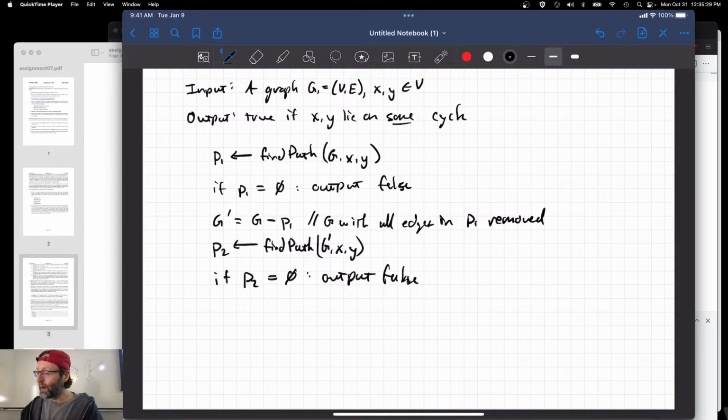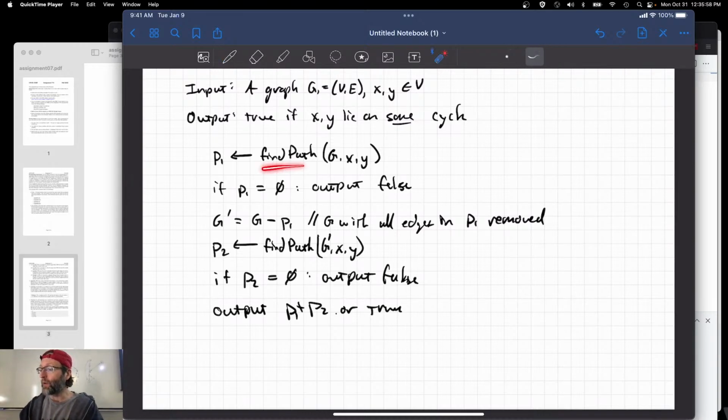False. Otherwise, output. And what you can do is you can output the path, the actual cycle, by combining those two paths into one, or true. It all depends on how you design the function. Do you want this function to output true or false, or do you want a functional version of the problem where you're actually outputting the actual cycle that you found?